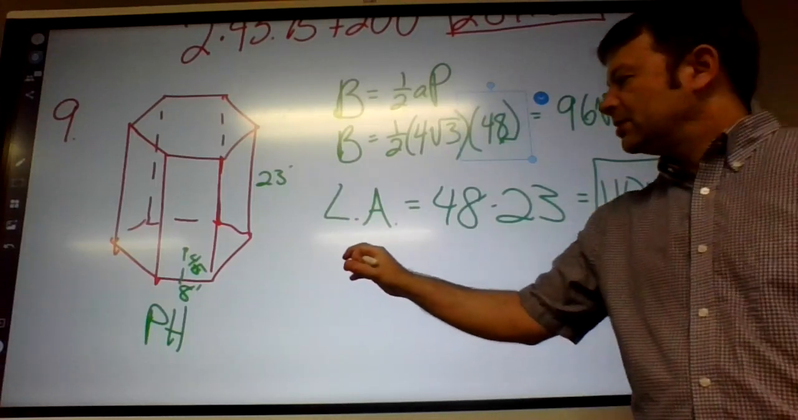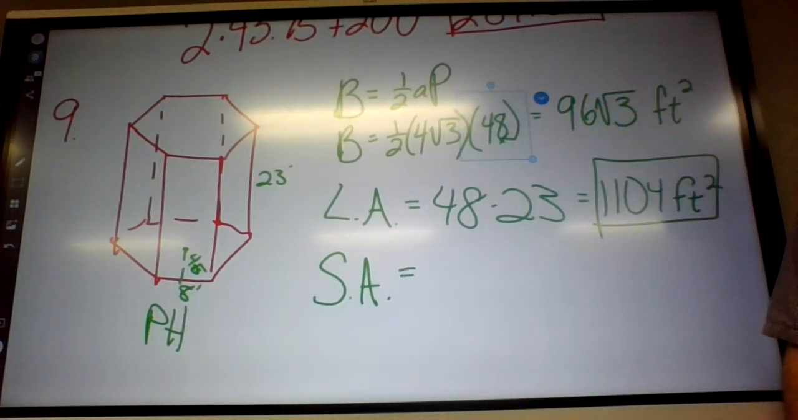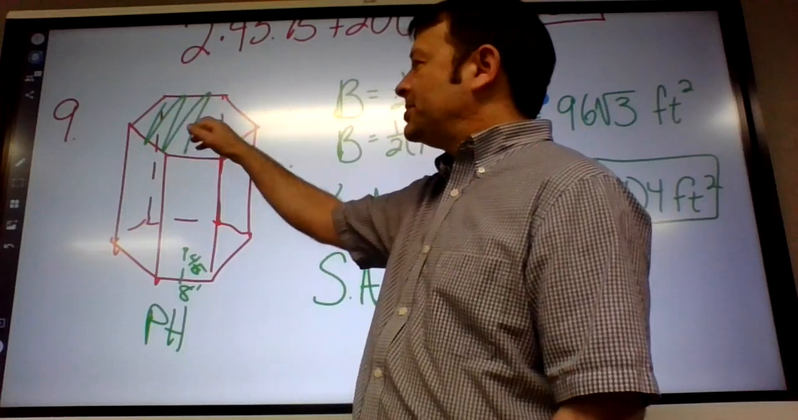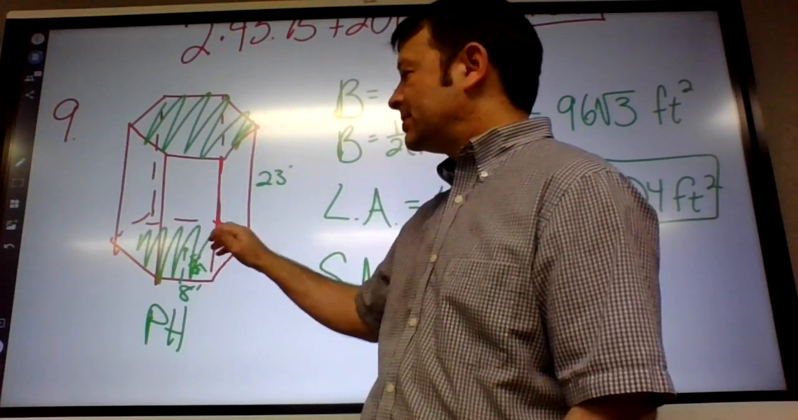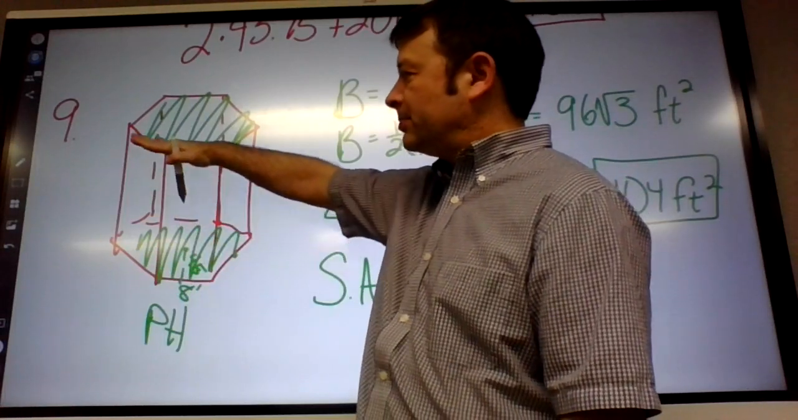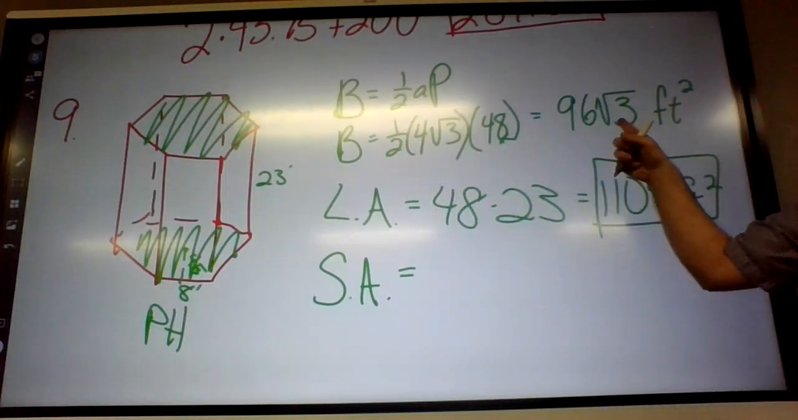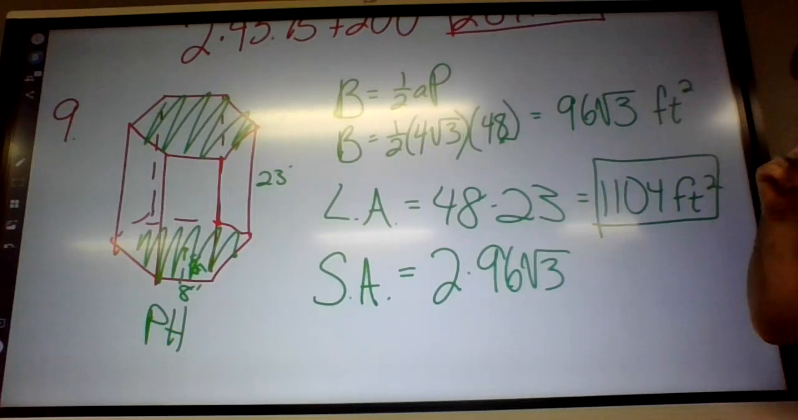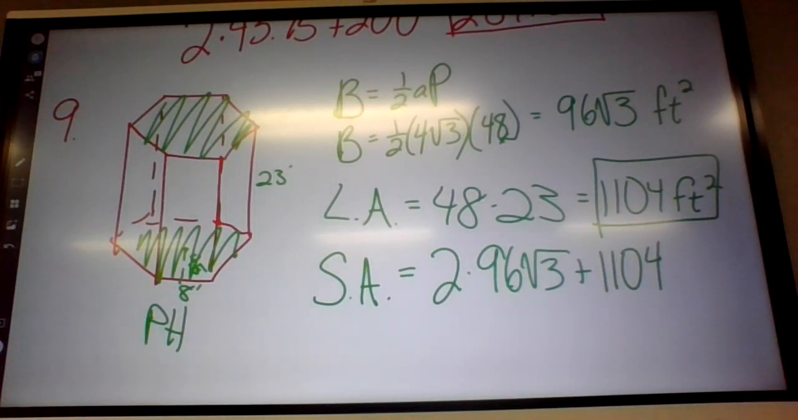Okay, how do we find total surface area? You have 2 bases plus all the area in the middle, which we call lateral area. So 2 base areas, so 2 times that, plus the lateral area, which is what we just found.